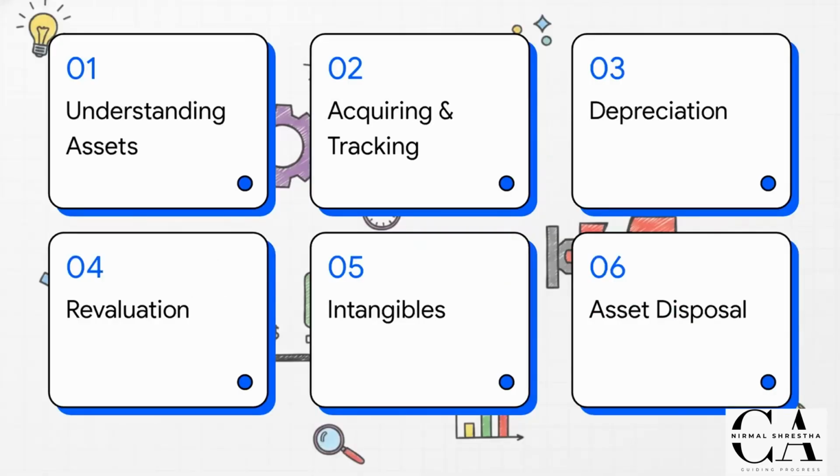Here is the roadmap for today's explainer. First, understanding non-current assets. Second, acquiring and tracking them. Third, depreciation, or the cost of time. Fourth, revaluation, when values change. Fifth, intangibles and amortization. And finally, number 6, asset disposal and exchanges.